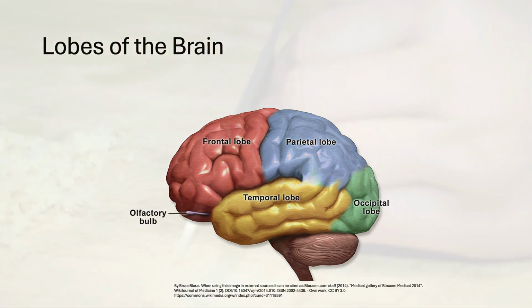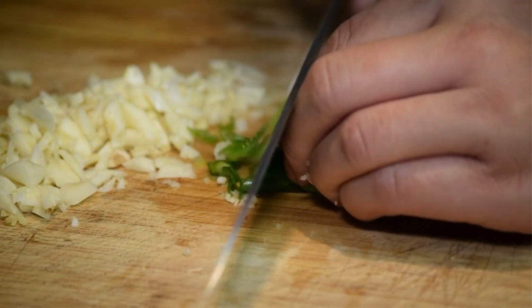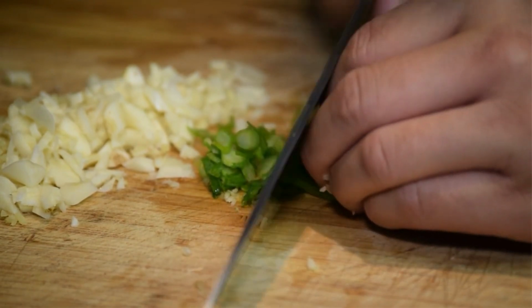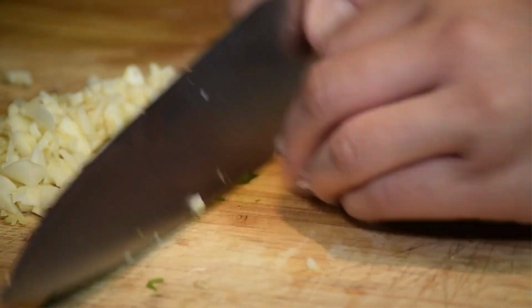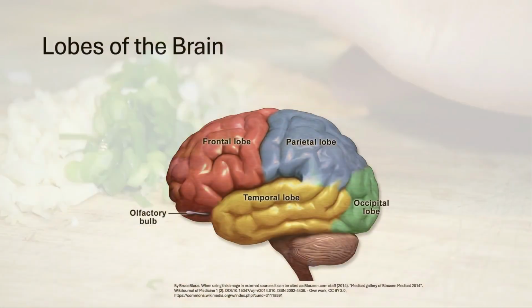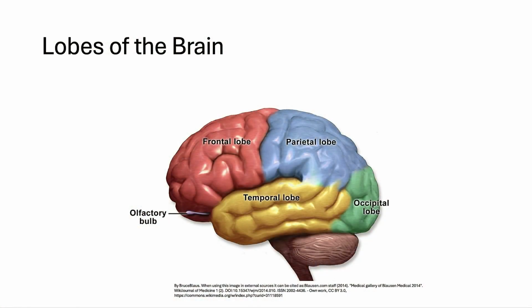Think of maybe a chef chopping vegetables. The parietal lobe helps them coordinate different hand movements and at the same time processes tactile feedback as they're moving the knife and the vegetables, making it a more coordinated activity and making it go more smoothly with experience.